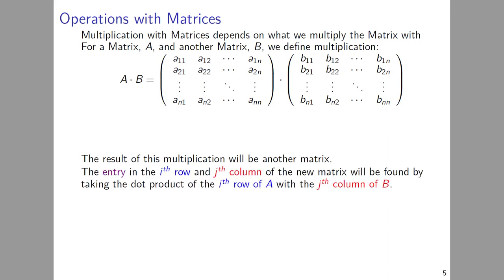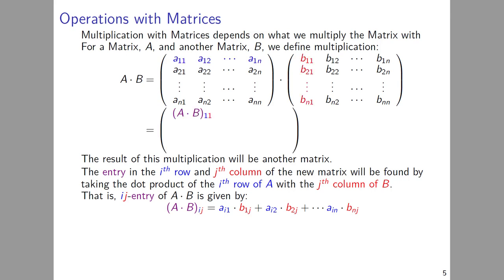The entry in the ith row and jth column of our new matrix A times B will be found by taking the dot product of the ith row of A with the jth column of B. That is, the ij entry of A times B is given by a_i1 times b_1j plus a_i2 times b_2j, down the line to a_in times b_nj.